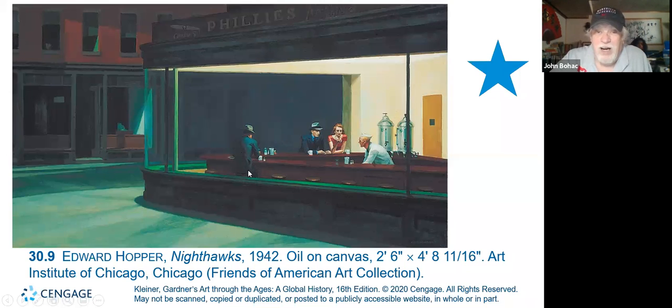And here's another guy who's lonely by himself. And this is a little island of humanity in this part of town that's dormant, going to sleep. And so Hopper almost always portrays these lonely people.